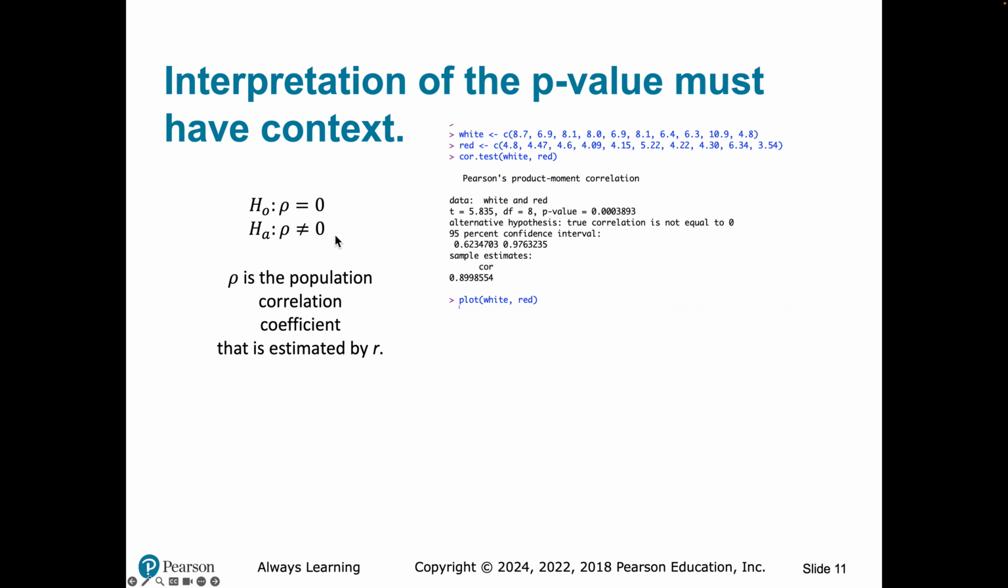is not 0. So clearly the p-value is less than 0.05, so we reject the null and we conclude that the population correlation coefficient is not equal to 0. Well, what is it? With a 0.95 probability, we can say that it's somewhere between 0.62 and 0.98. This Greek letter is called rho. So rho is the population correlation coefficient, and it's estimated by the correlation coefficient of the sample, which in this case is 0.8998554.